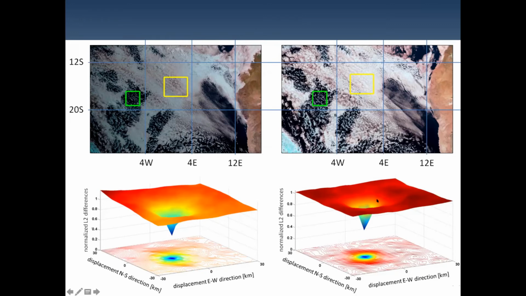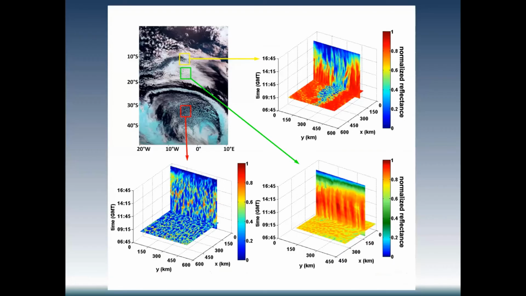And this is an example of a correlation. And you can see that once you find the right displacement, it's very sharp. So basically the quality of these Lagrangian followers is very good. And basically we have kind of LES, but true data LES, because we have the same data following it for many hours, for the whole day. Basically, let's focus on the open cells and on the closed cells.